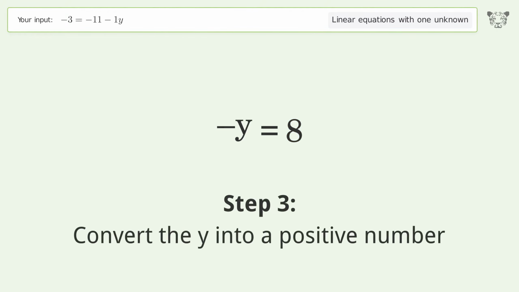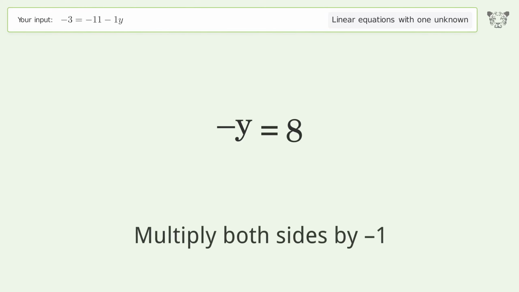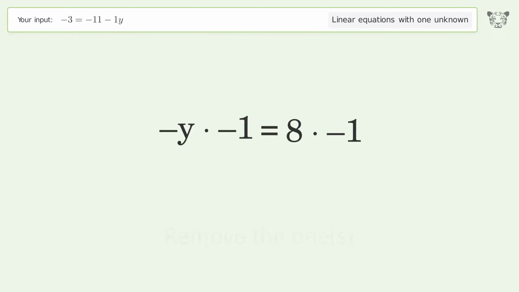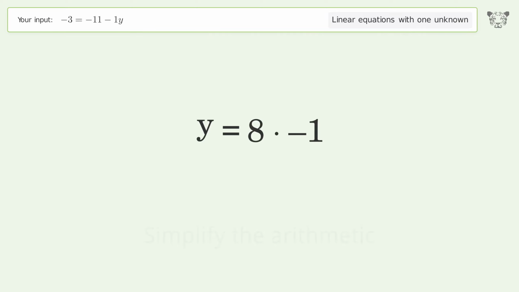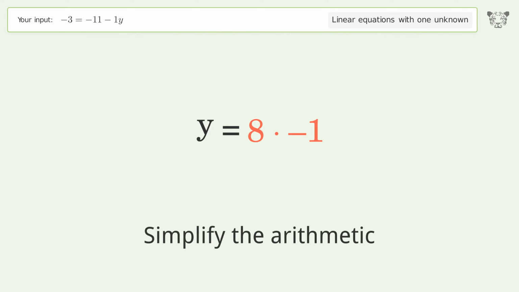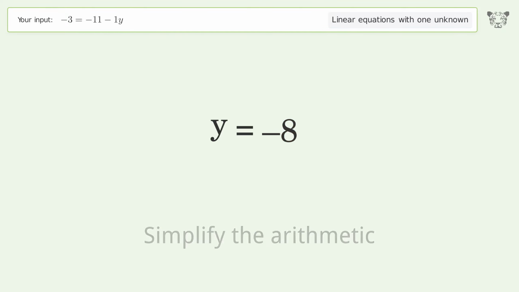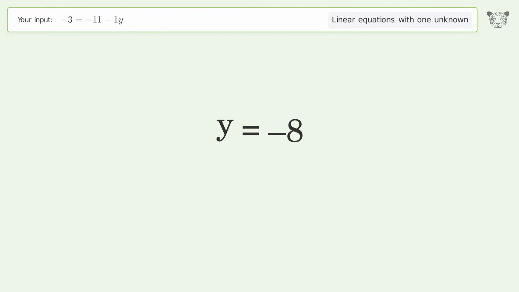Convert the y into a positive number. Multiply both sides by -1. Remove the ones. Simplify the arithmetic. And so the final result is y equals -8.